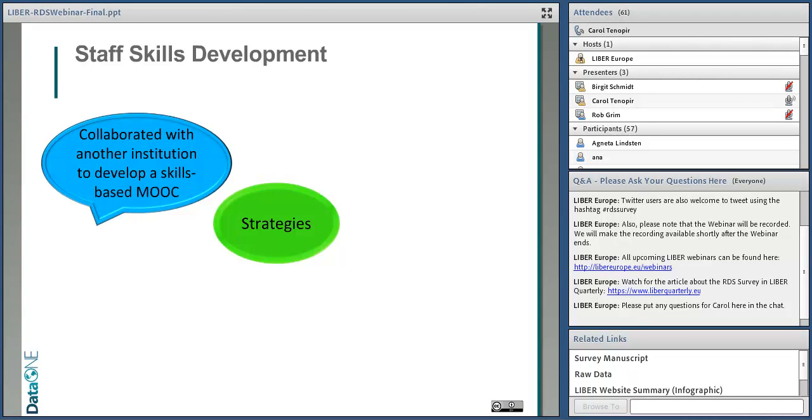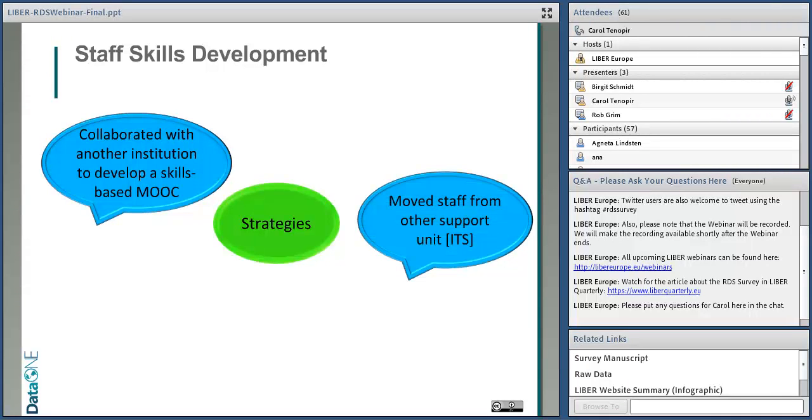Several mentioned they collaborated with another institution to develop a skills-based MOOC. I mentioned the University of Edinburgh, the EDINA Research Data Management Training in collaboration with the University of North Carolina, Chapel Hill. The Cradle Project has a massive open online course that you might be interested in. A new one started in December, but they start these courses fairly regularly, and it's an intense skills-based course on research data services.